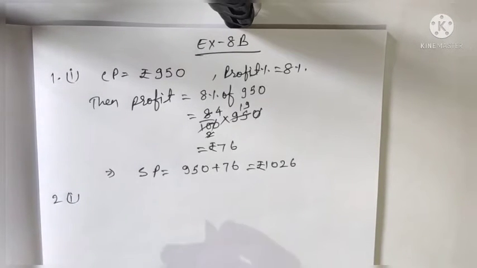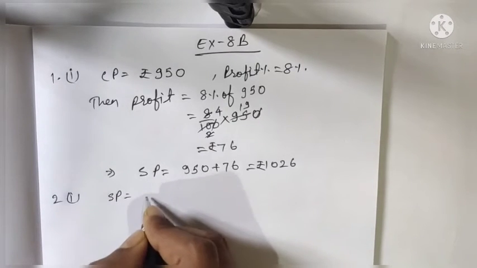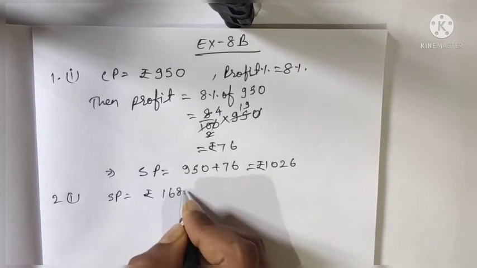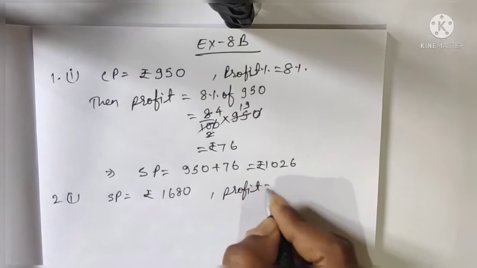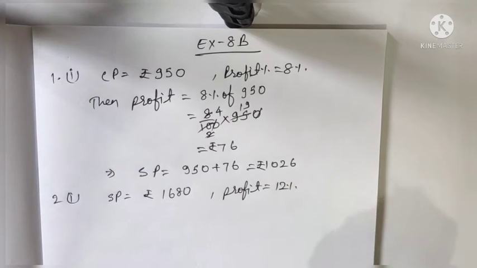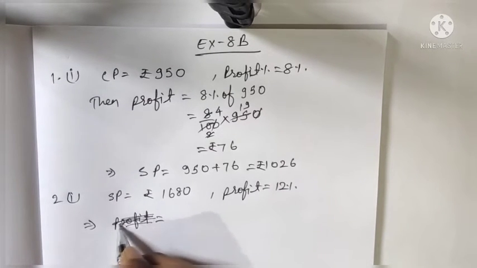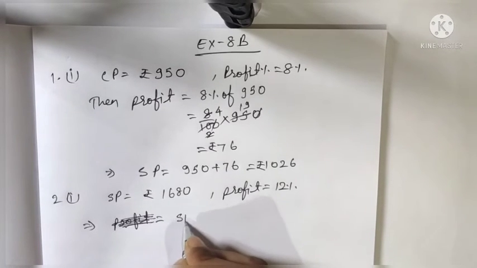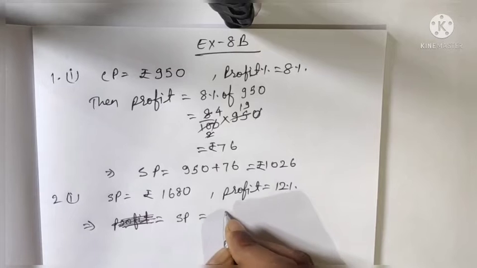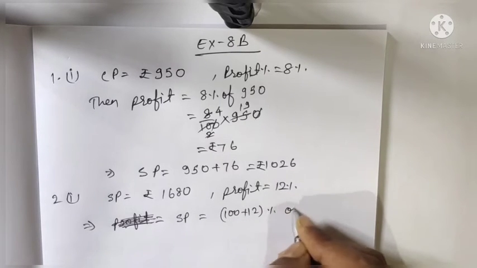Now next question is question number 1 of 2. Question number 1 of 2 is, we have to find the cost price, and here SP is given as rupees 1680 and profit is 12%. We can solve it in a different manner as well. Since here profit is made, SP will be equal to 100 plus 12% of CP.